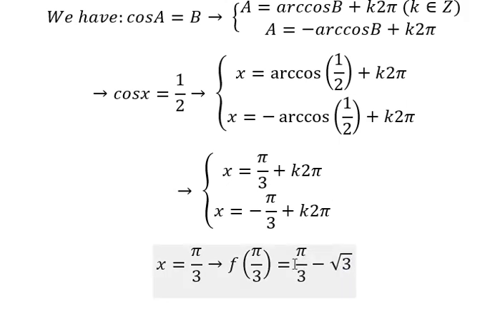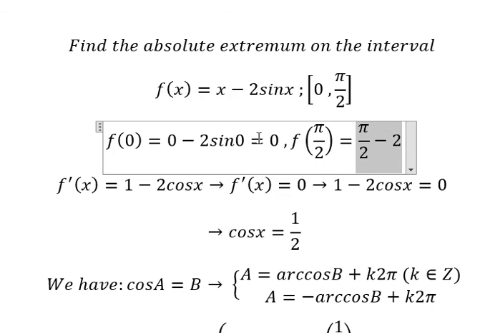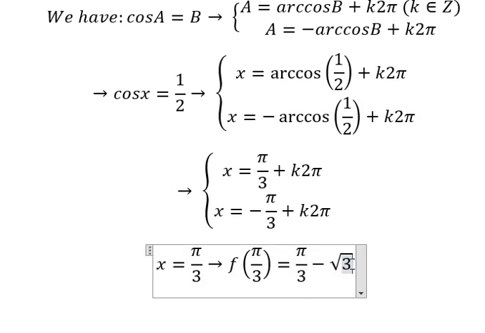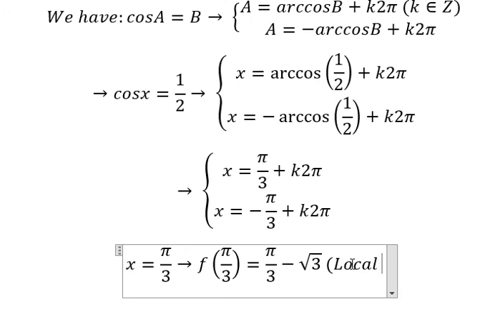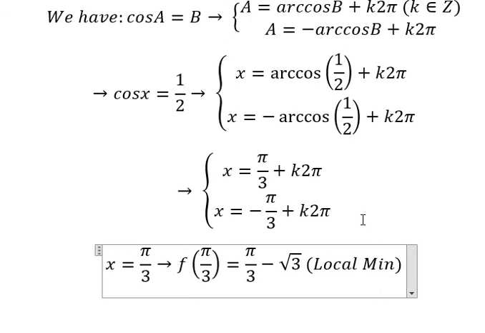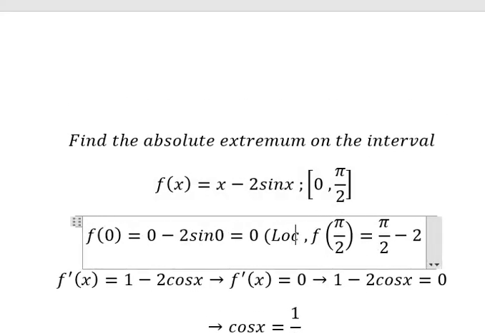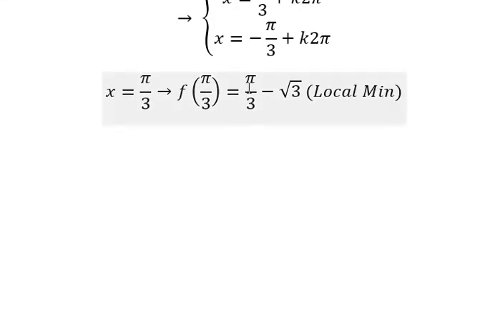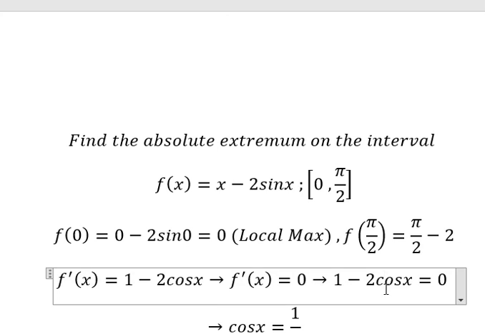Now we compare the value of this one and this one. And we can see that this one is the local min, and this one is the local max, because number 0 is bigger than this one and this one. This is the end. Thank you for watching.